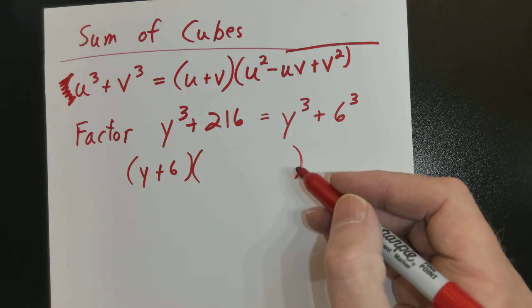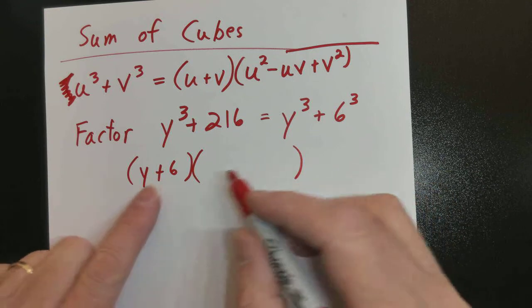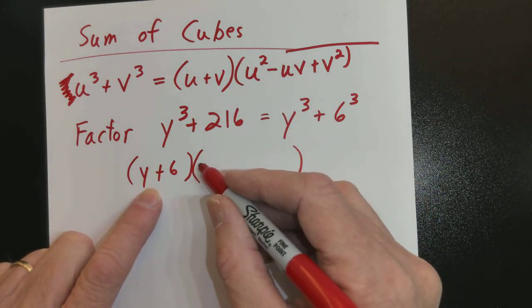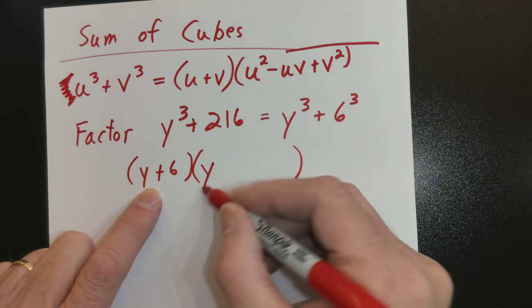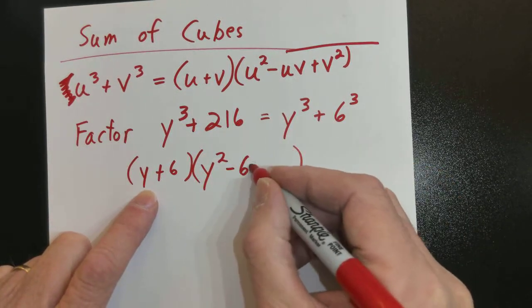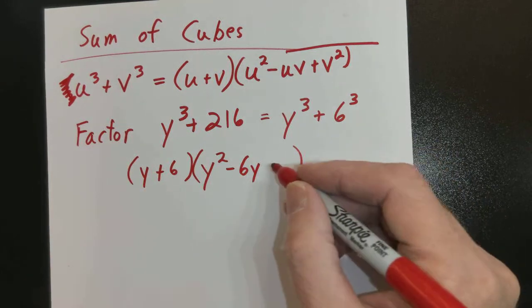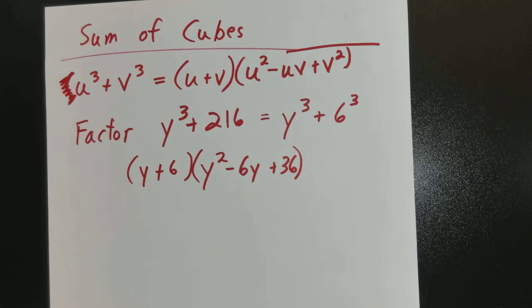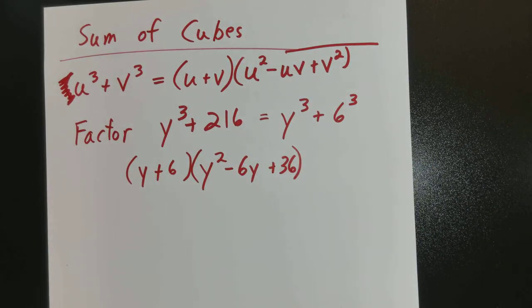Okay. Matthew, you know what goes next inside here? It would be y squared minus 6y. Good. Get that minus. That's good. Plus 36. And again, 6 squared is 36. Nice. Any questions on that one?